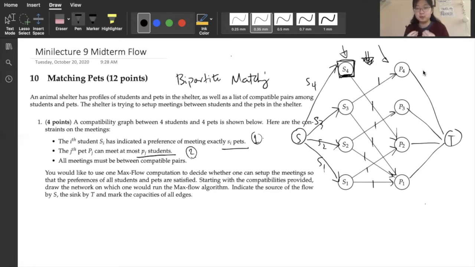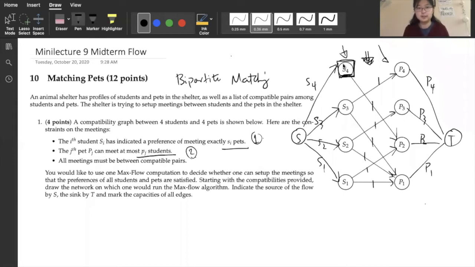And now the only other constraint regarding pets is that I want to meet at most PJ students, no more than this, right? So this means that the maximum number of flow units that comes out of me should be at most PJ. So I just put in P4, P3, P2, and P1. Again, this is the idea of you have stuff coming in, stuff going out. And ultimately, this is all there is to this graph.